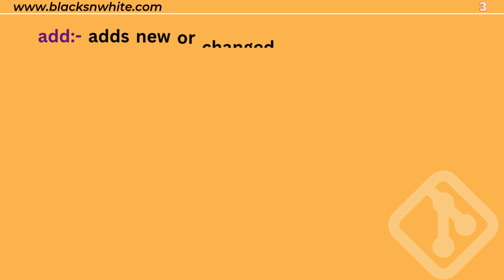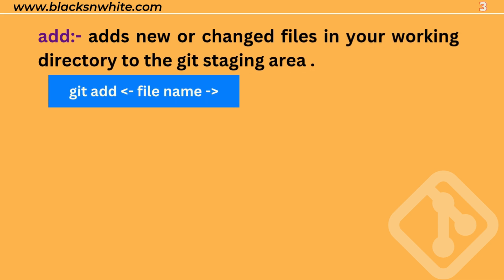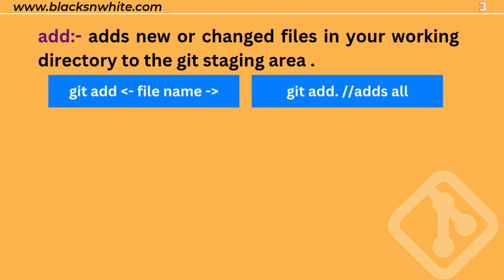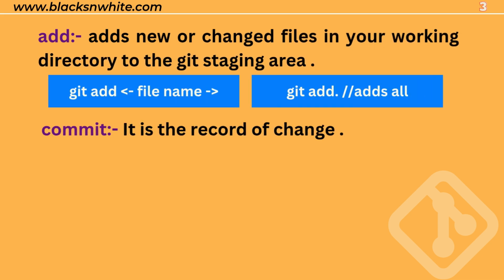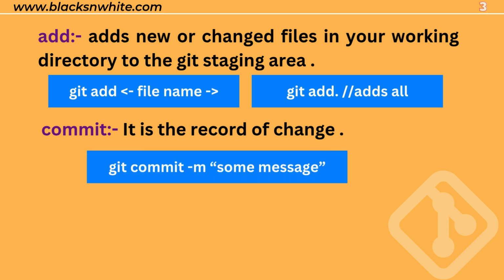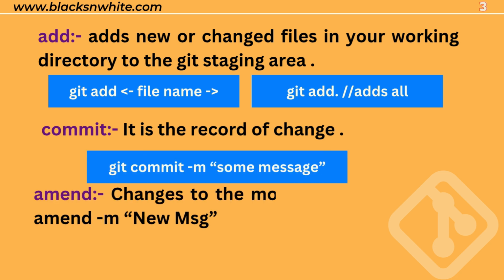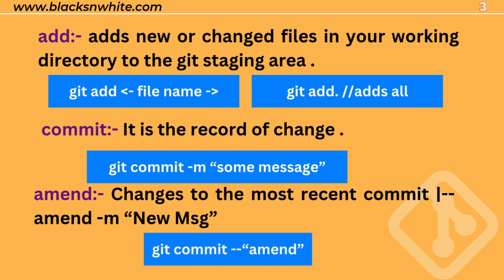Add. The git add command stages your changes, preparing new or modified files to be included in your next commit. Commit. Use git commit to save a snapshot of your staged changes with a descriptive message, creating a permanent record. Amend. The git commit --amend command lets you modify the most recent commit, which is useful for fixing a mistake or adding a forgotten file.